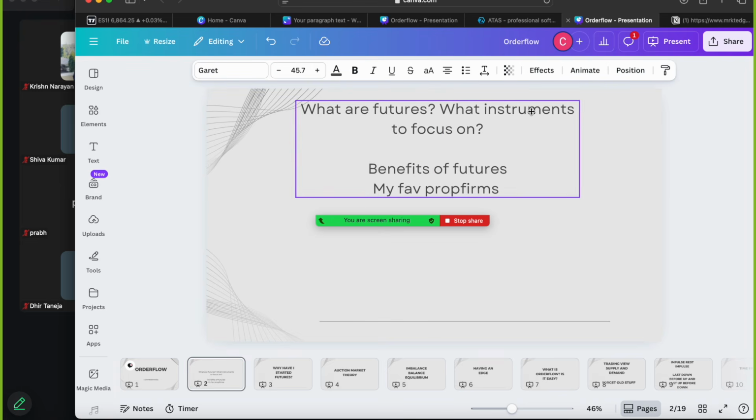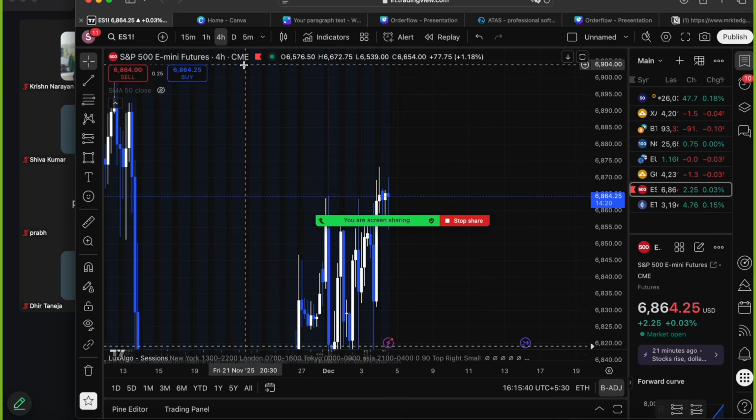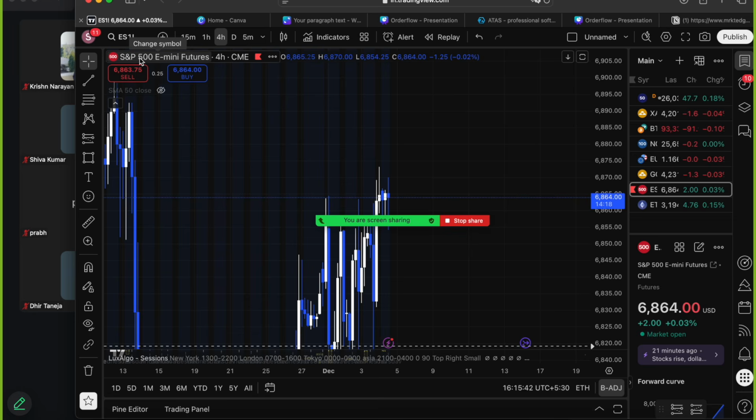And what instruments to focus on? There are various instruments. We have gold, we have Nasdaq, we have SPX, we have crude oil. You can even trade stuff like water. But we are going to focus on one instrument to begin with, and that is ES. If you go on TradingView, you can see the S&P 500 E-mini futures, whose ticker symbol is ES1!.